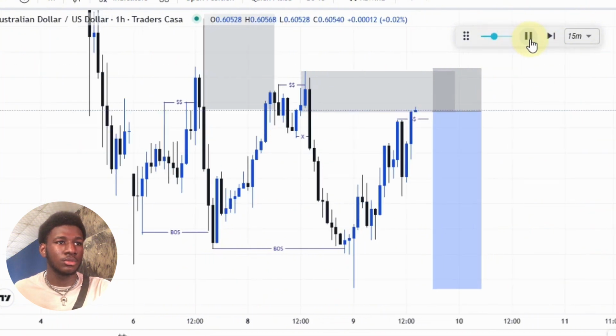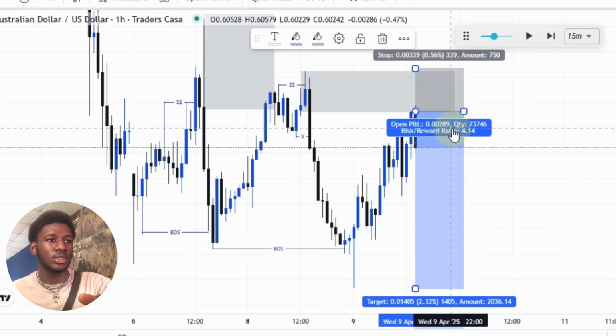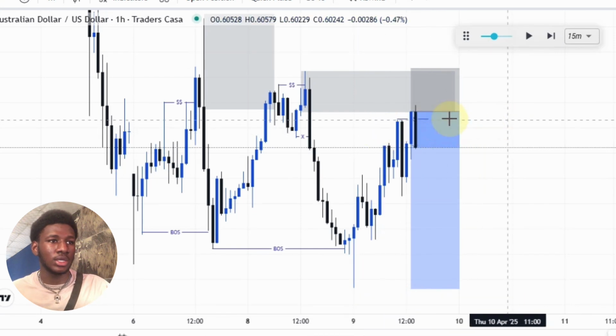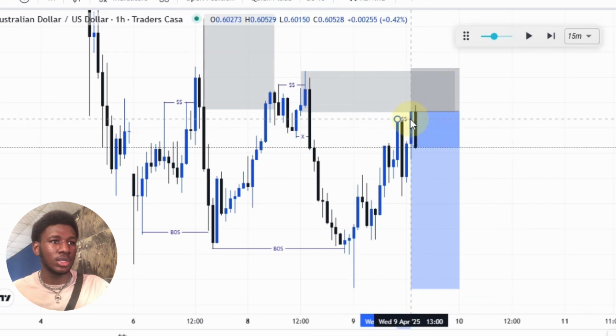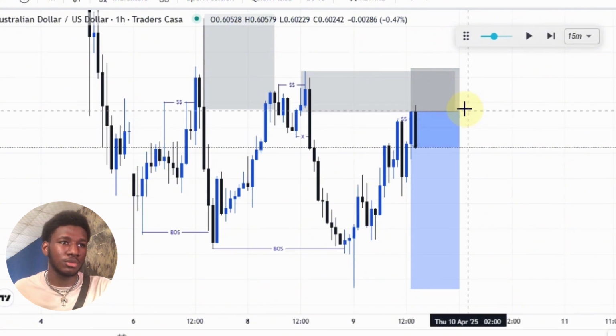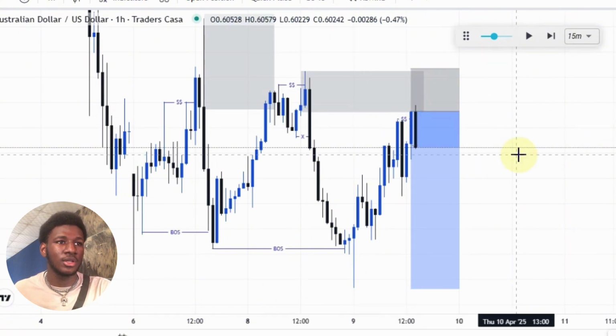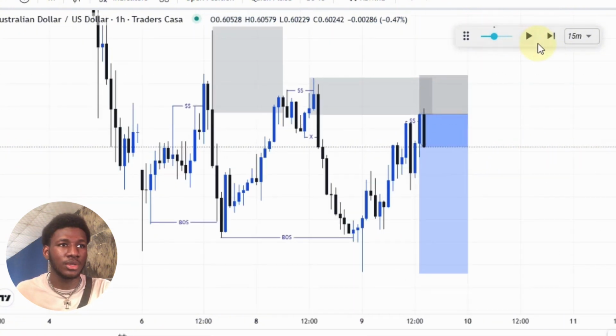Yeah, so price mitigated this trade. I was in this trade already after this liquidity was swept, and very nice drop, guys. Very nice drop, like a sniper entry. So let's replay price to see how this trade played out.